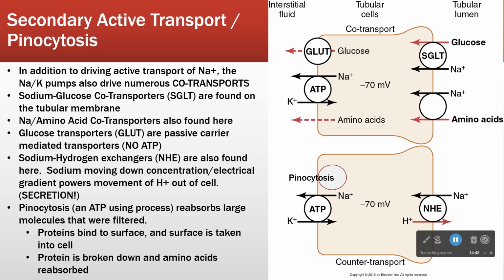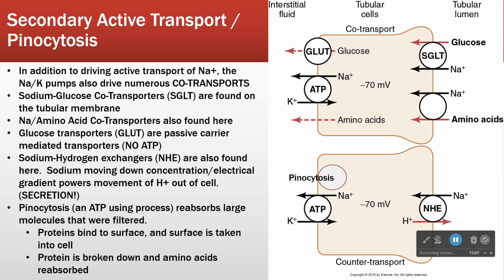And then the last process, which wasn't in the picture, but it is important. Okay, so the glomerular filtration membrane, while most of the time it works perfectly, like everything in the body, nothing ever works perfectly 100% of the time.